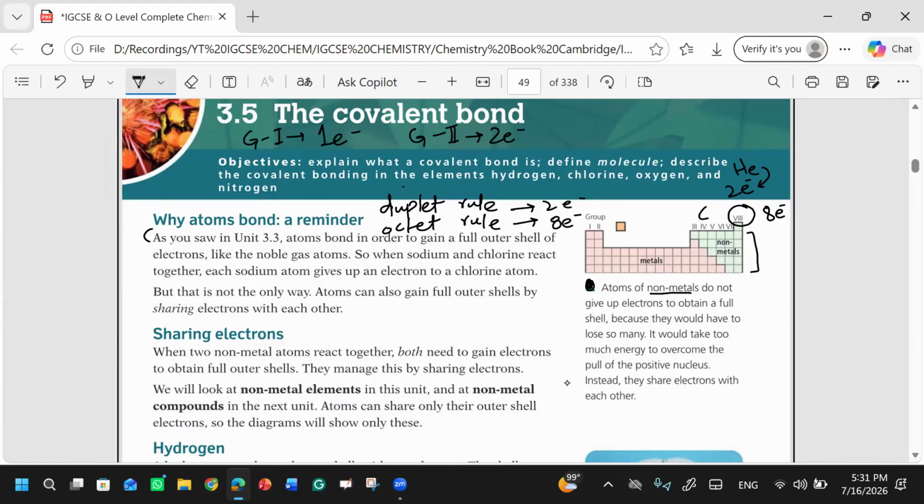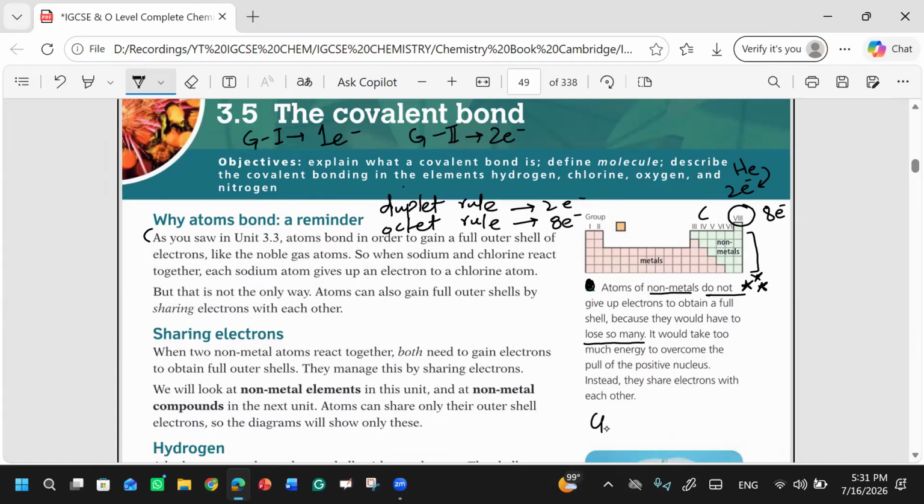Why? Because this is a non-metal. Non-metals don't lose electrons. This is an important thing: non-metals don't lose electrons to obtain a full shell because they would have to lose so many. This is the reason they have mentioned. If they are going to lose, they have to lose many. Just like chlorine.